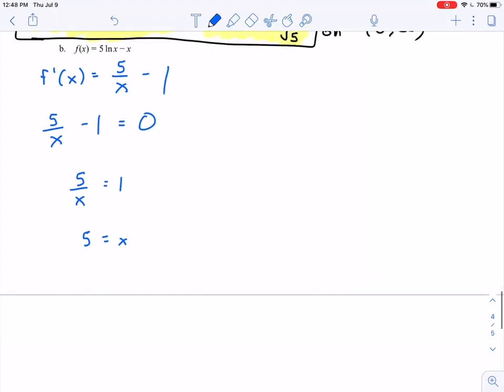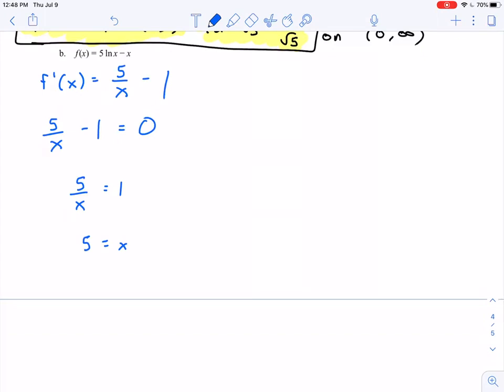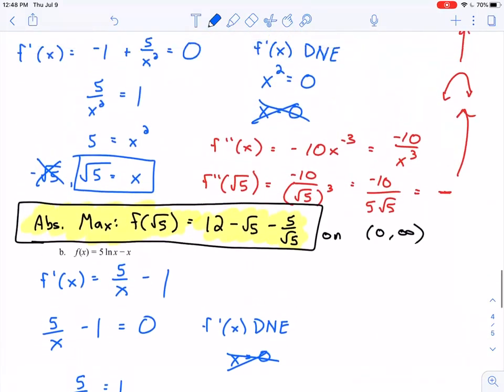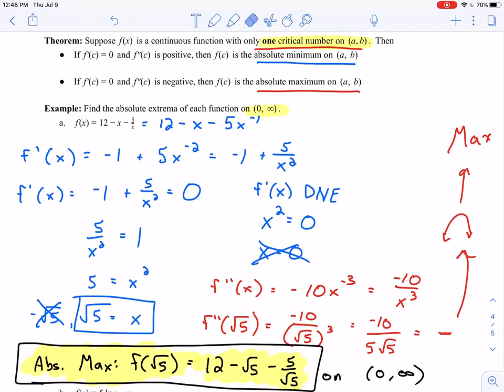What else, what else, what else? I need to consider, where is my derivative undefined? Where does it not exist? For that, I'm worried about my denominator once again. If x is equal to 0, this looks bad because I have two critical numbers, or what looks like two critical numbers. But remember, 0 is not in the domain of natural log of x, which means that 0 is not a critical number. We also could have gone back and looked at the directions again.